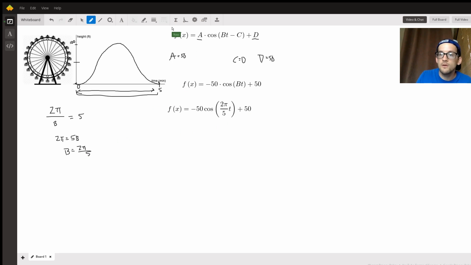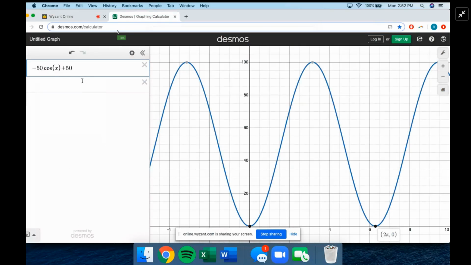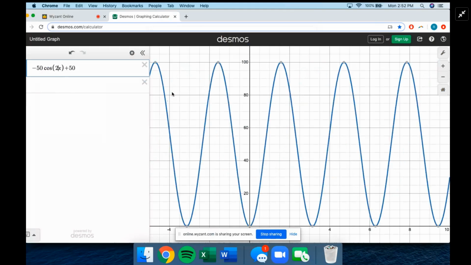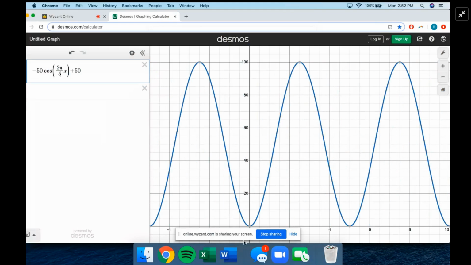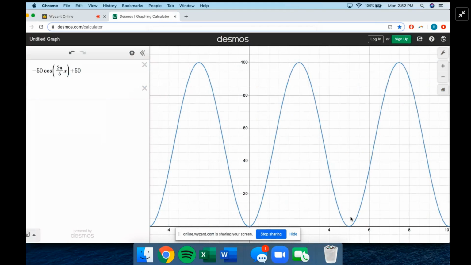And I want to show you, just to wrap this up, kind of what that would look like on our graph. So come in here. Again, we had the right kind of look, but our period was 2 pi. So if we come back in here and add in our b value, now let's look at what we got. Our ride starts at 0. We go all the way up here to 100 feet. That takes about 2.5 minutes, you can see there. And then we come all the way back down and we reach the ground again at 5 minutes. So now we've got exactly what we want.